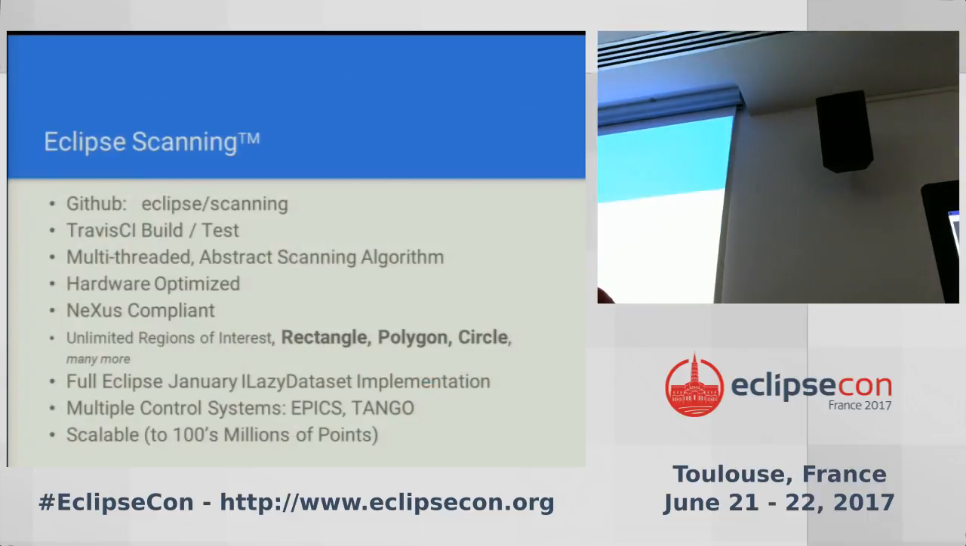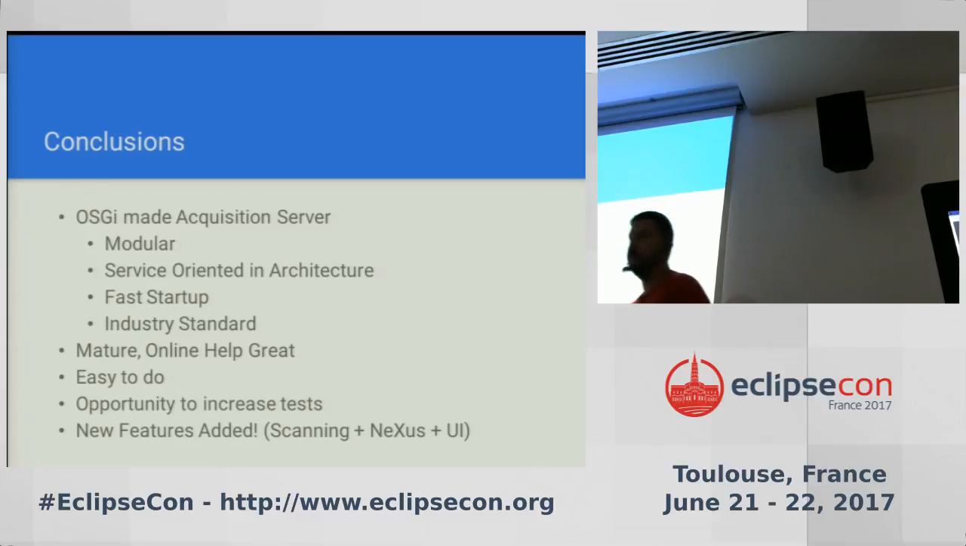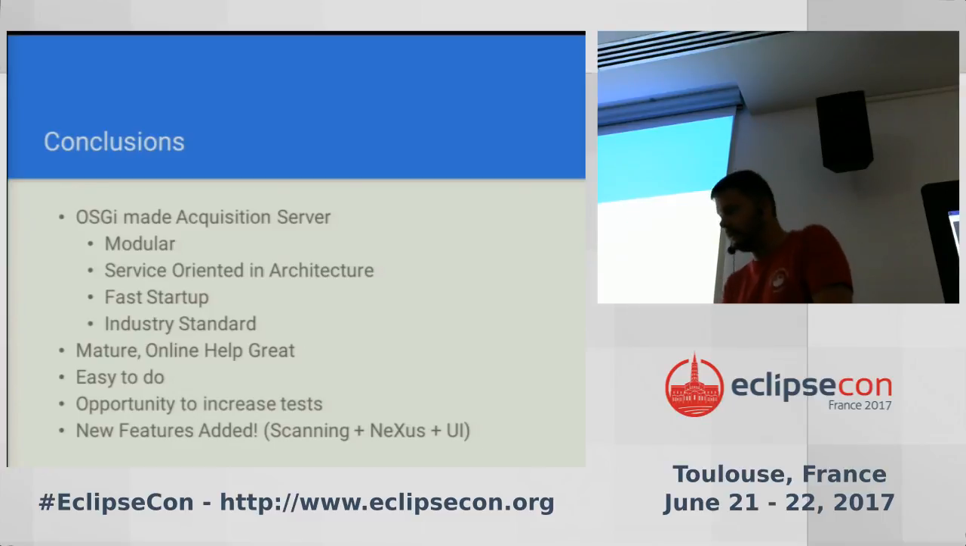Okay, I'm going to go straight to conclusions because we're running short of time. OSGi has made our code modular, broken it up just as it promised it would, and it's made our server start up faster. It's given us standard tools. It's a very mature and easy to use system. We were just using the basic tools that come with Eclipse. I believe the bnd tools are even better, but we haven't tried those yet.